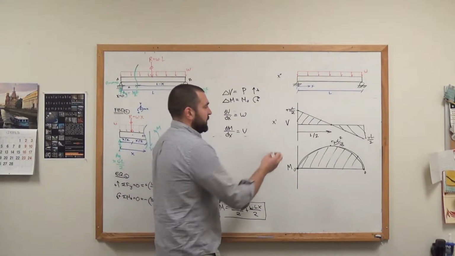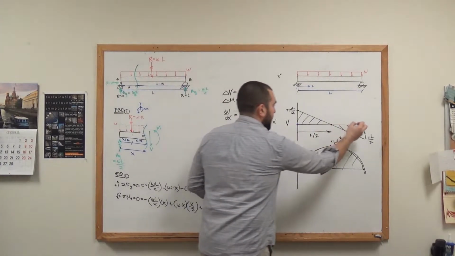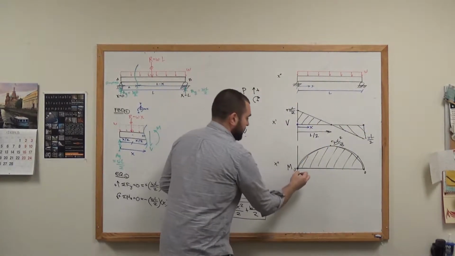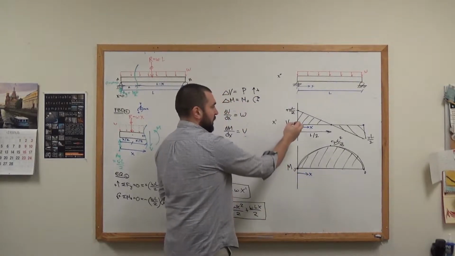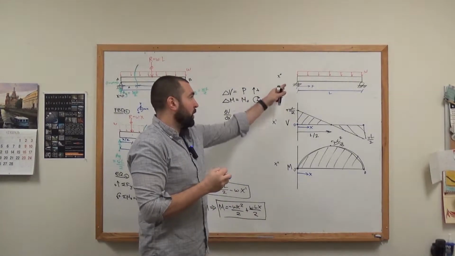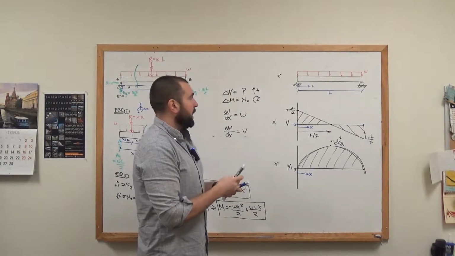So if I start at 0 and end at 0, as I go from left to right across my beam, if I start at 0, the first thing that I see, and actually, this is where I need to complete my loading diagram.